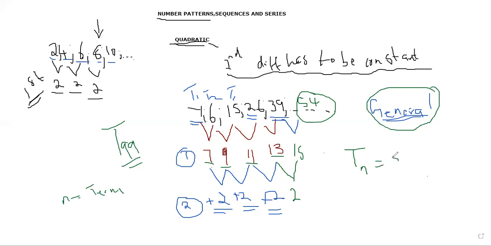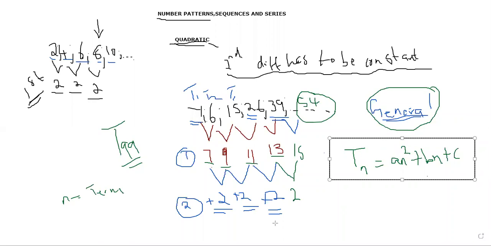So this is it: Tn equals an squared plus bn plus c. If it happens you forget the formula, it's okay, right? I wouldn't advise you to, okay, let me not say that, because it's not like you decide to forget, but it will be given in your formula sheet, right? So this is the formula, right?